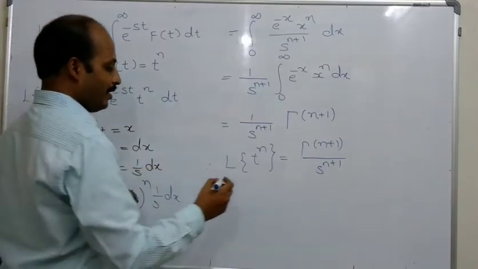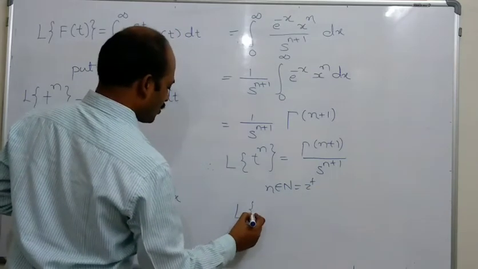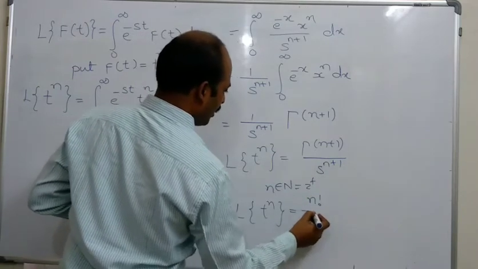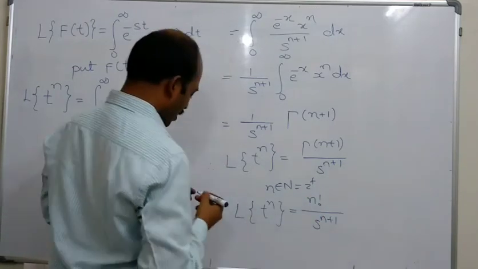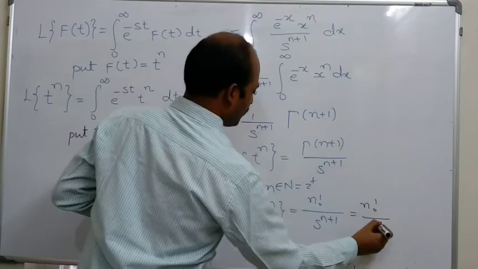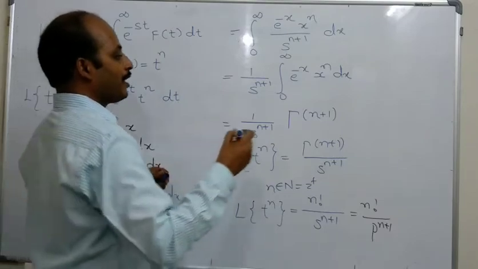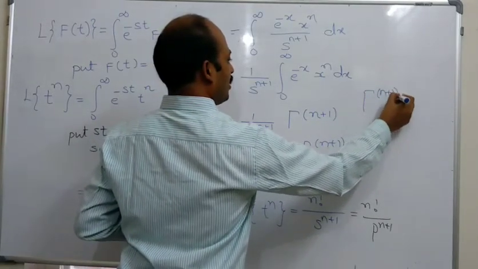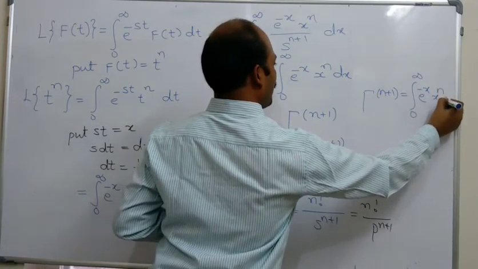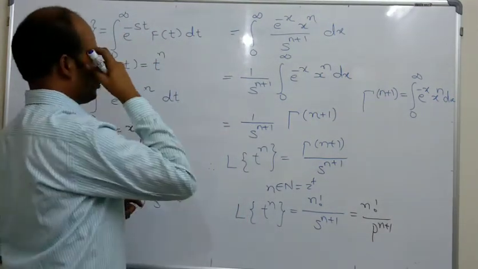If n belongs to natural numbers, that is positive integers, Z plus, then the Laplace transform of t power n is equal to, with gamma of n plus 1 becoming n factorial, n factorial divided by s power n plus 1. If we use the parameter p, then the same formula can be written as n factorial divided by p power n plus 1. Here gamma of n plus 1 is nothing but the integral 0 to infinity e power minus x, x power n into dx. So remember the definition of gamma function also.